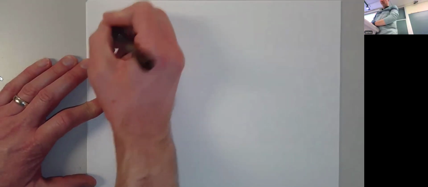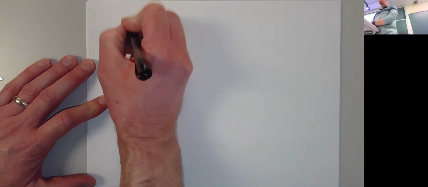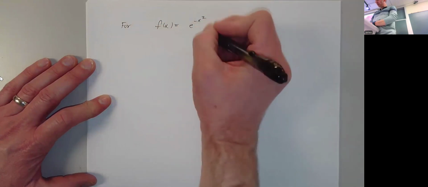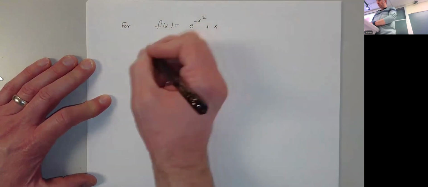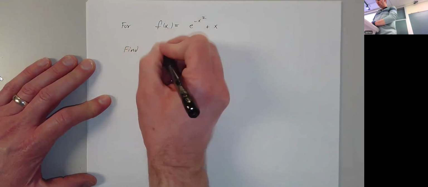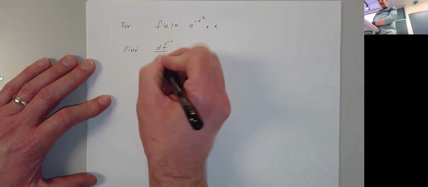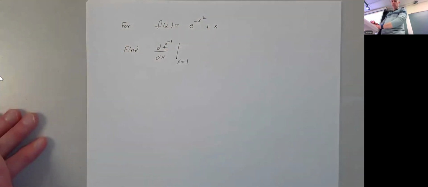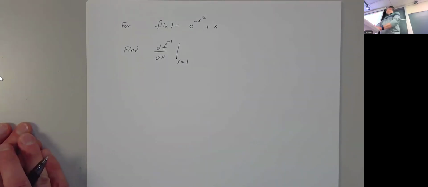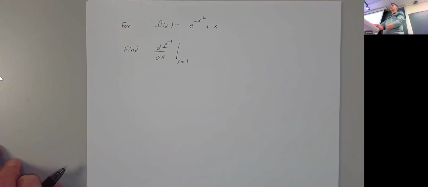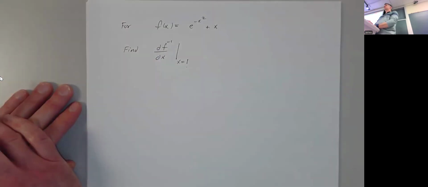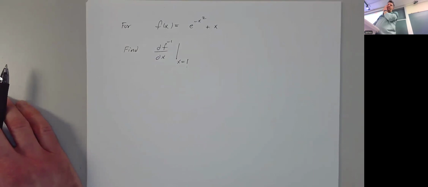So let's say we have this example. We want to find, for f of x equal to e to the negative x squared plus x, the derivative of the inverse function evaluated at x equal to 1. Okay, so here's the question you have to ask yourself. Is 1 the thing that's easy to plug in here or to the inverse? Which we don't have, by the way. We don't have the inverse.